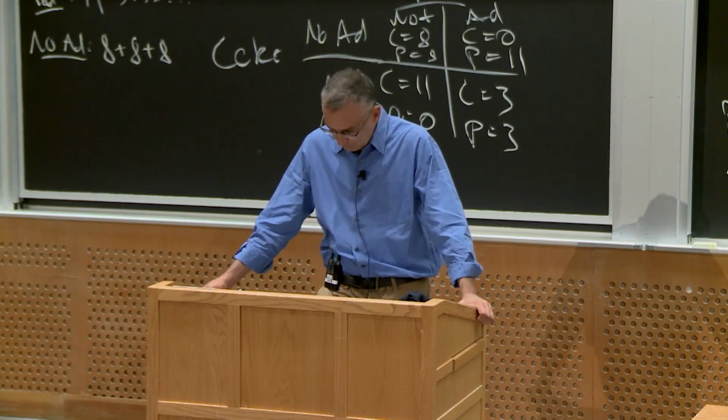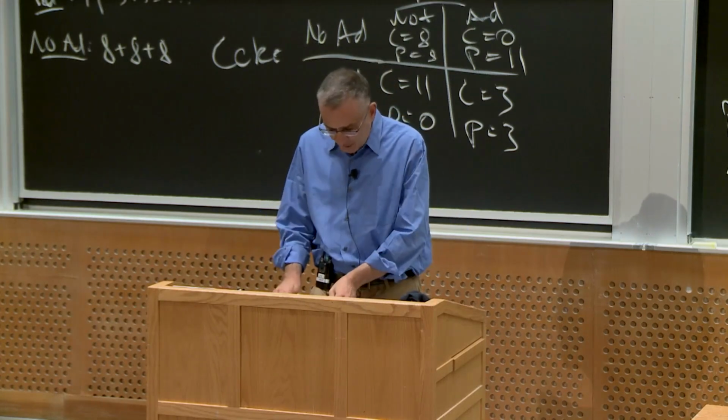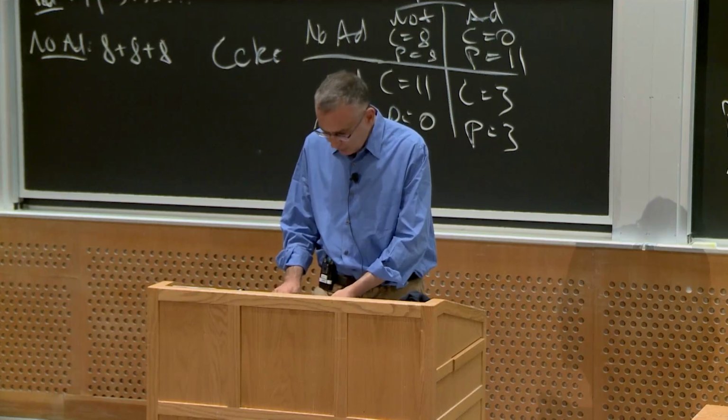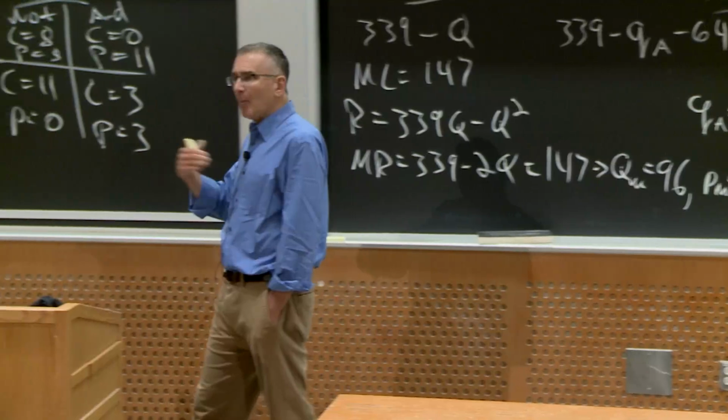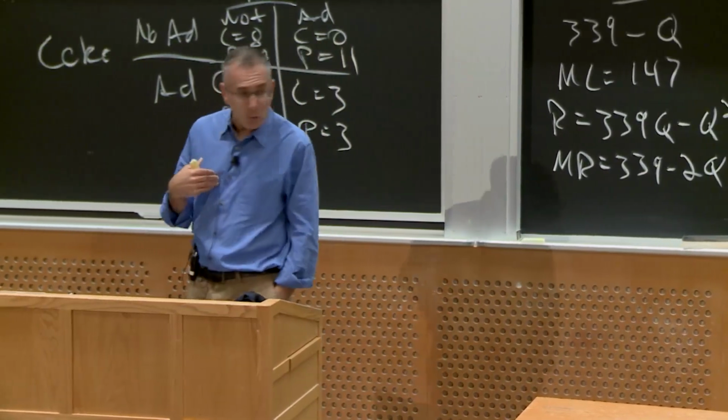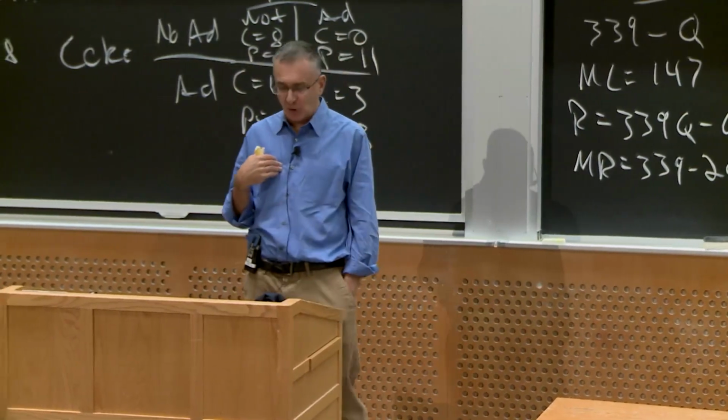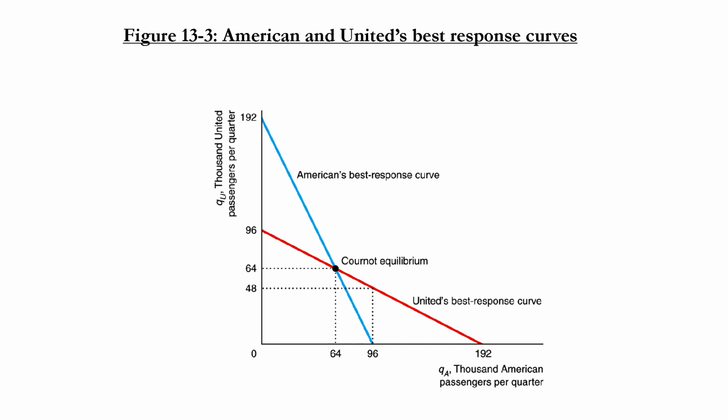If the marginal costs are different, it's not symmetric, it gets more complicated. Okay, good question. Okay? So basically, in general, of course, American doesn't know how many flights United is going to fly. So what American does is it asks for every quantity that United might fly, how many do I want to fly? It creates what we call its best response curve. And that you can see as the blue line in figure 13.3.